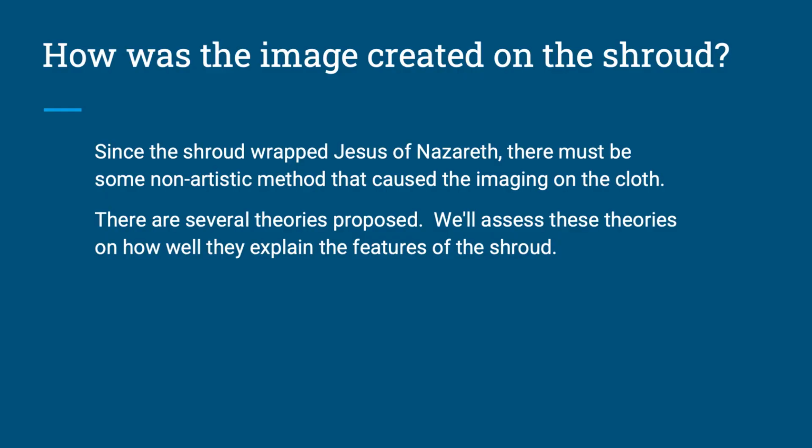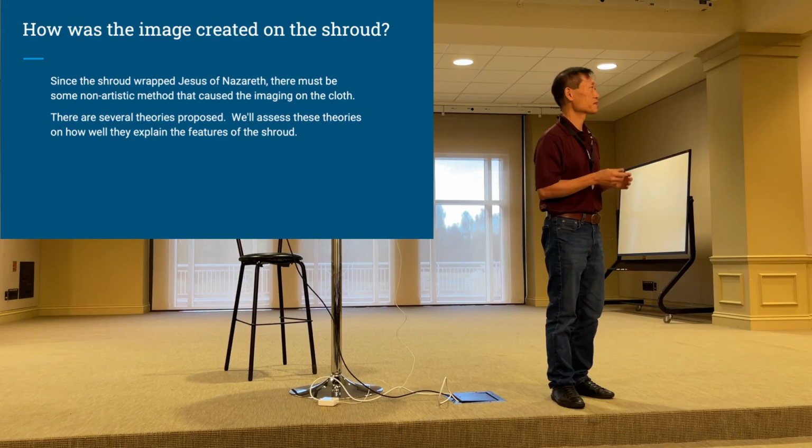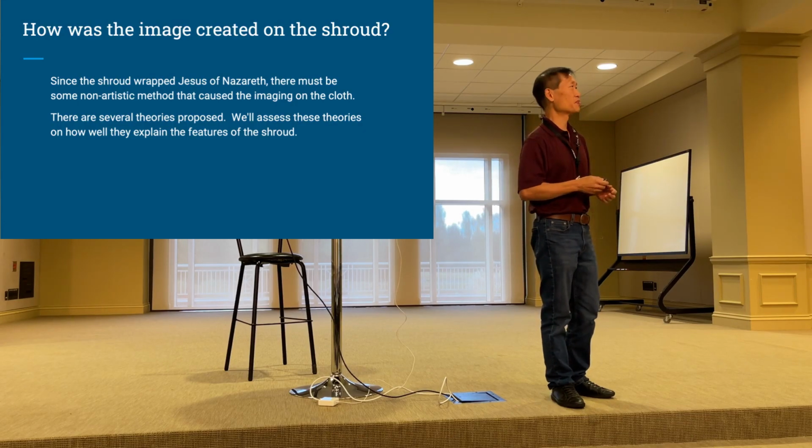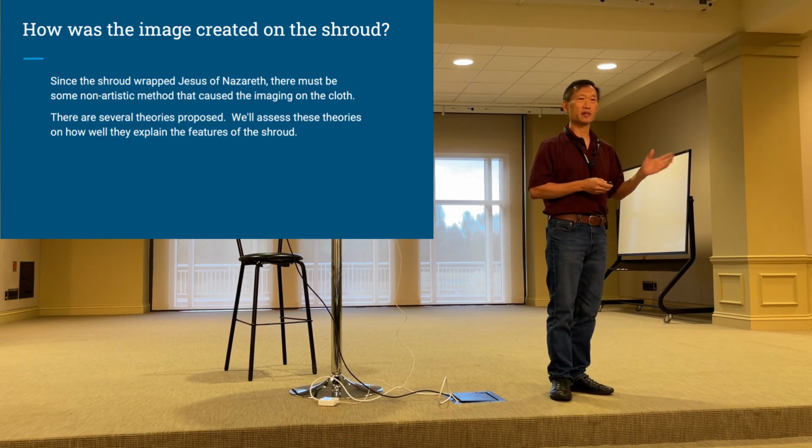So since the shroud wrapped Jesus, and it's not artwork of any kind, there must be some sort of non-artistic method that was used for the image of Jesus to get on that cloth. And there are several theories proposed, and we're going to look at some of those theories, and I'm going to argue which one I believe is the best theory.